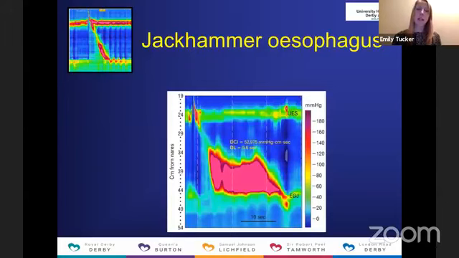Okay. So next is jackhammer esophagus, or your hypertensive esophagus. And this is when you have your DCIs that are over 8,000, which can cause quite significant symptoms in patients. As I say, this is a group where you may sometimes consider, well, you try medications first. I think limited effect in some of them.